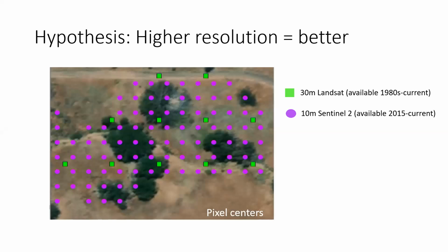However, I hypothesized high-resolution imagery will be better for this analysis since there is less heterogeneity within pixels. This can be seen in the image, which shows the pixel centers of 30-meter Landsat imagery, most of which are dominated by annual grasses, mixed in with some oak, compared to 10-meter Sentinel imagery, which has several pixels that actually overlap with the oak vegetation.